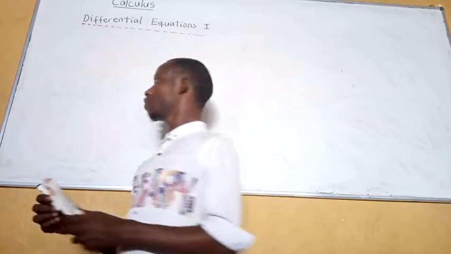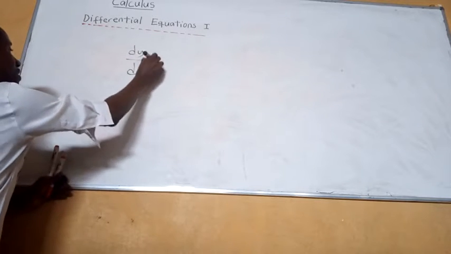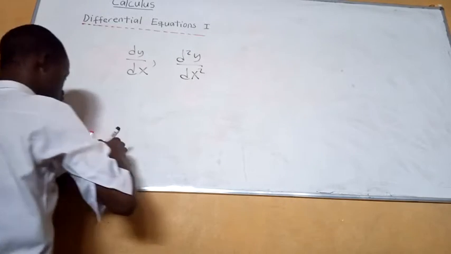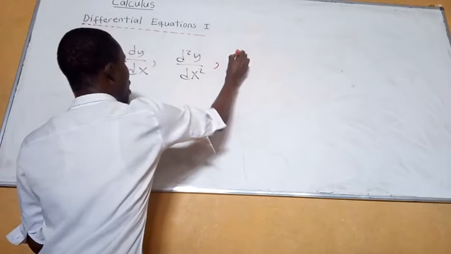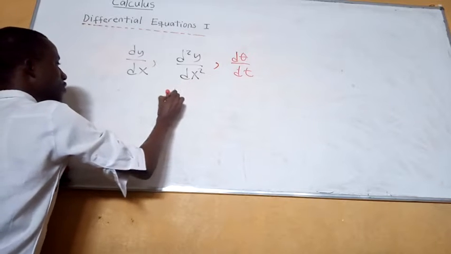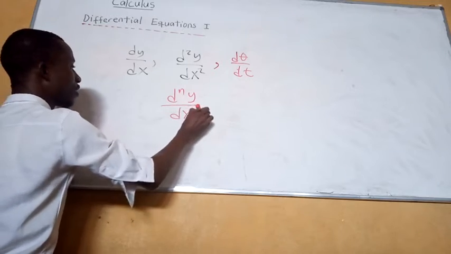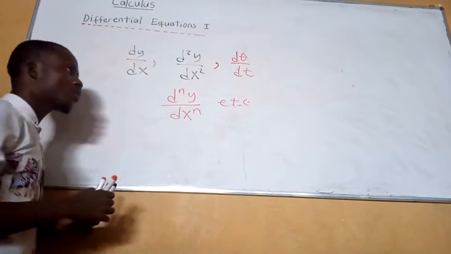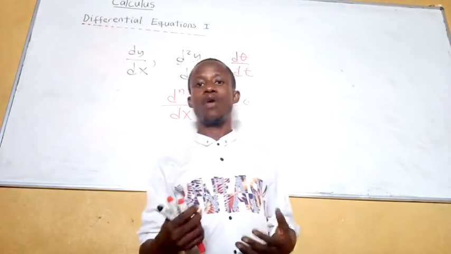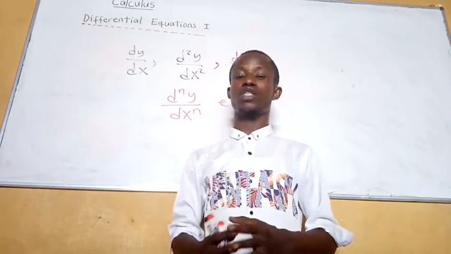For example, we have dy/dx, d²y/dx², dθ/dt, dⁿy/dxⁿ, etc. All of these are differential equations because these equations arise out of differentiations. So we consider them as differential equations.